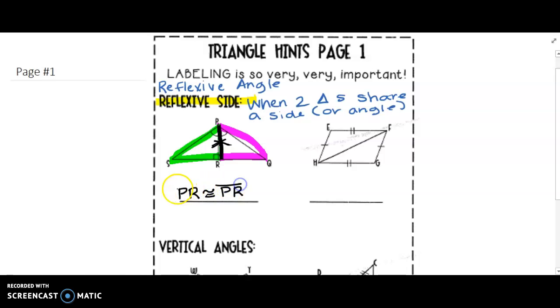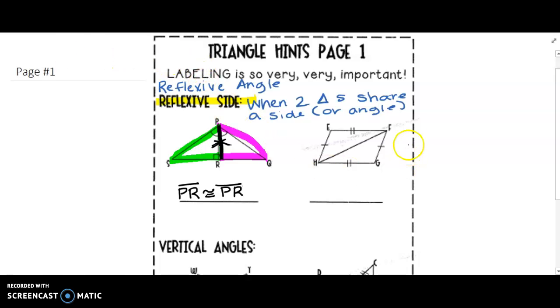And so therefore we can say that PR is congruent to PR. Now remember when we did this back in chapter 2, the reflexive is the exact same thing on both sides. There is a little bit of a difference, and I'll show you within the next one, and it will make a big difference as we go, but for now just know that it's when they share a side or an angle.